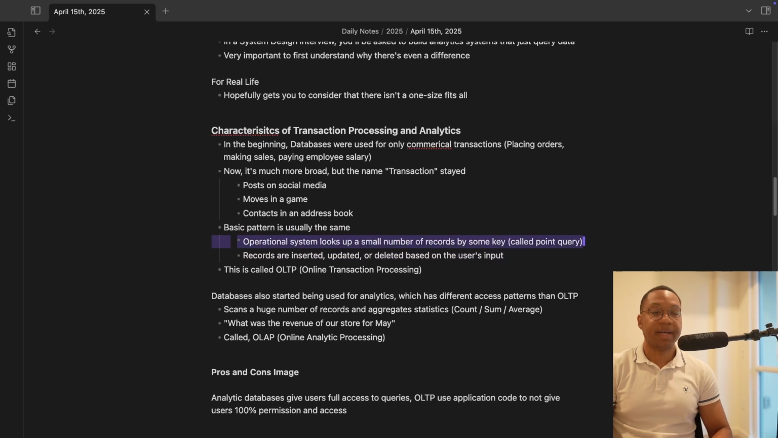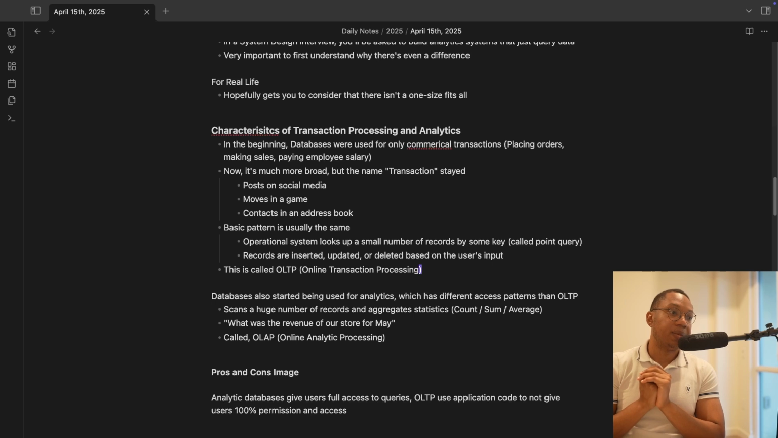So we're going to have some kind of records, and then we just want to look at them, insert and delete them. This is called an OLTP. If you want to be super fancy and academic, you can call it online transaction processing, which is very different from an OLAP, which is what I described earlier, which is aggregating data. What was our revenue of our store in May? Very different from add a record in May.